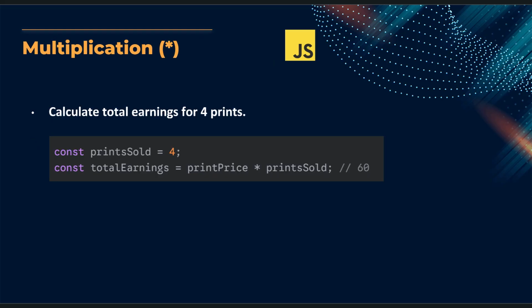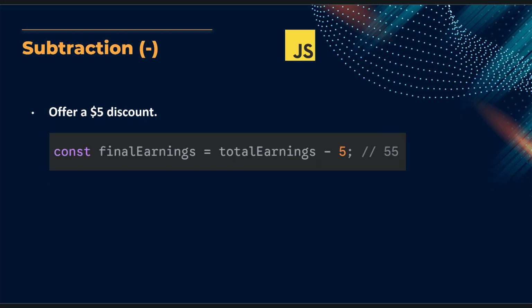In these lines, we define printsSold and then calculate the total earnings using the multiplication operator, which is the star symbol. As you can see, const totalEarnings = printPrice * printsSold; If we were to check totalEarnings, it would be 60 because 15 times 4 is 60. But if you want to offer a $5 discount on the total, we use the subtraction operator. This line calculates the new total. As you can see, const finalEarnings = totalEarnings - 5; Now, finalEarnings would be 55.